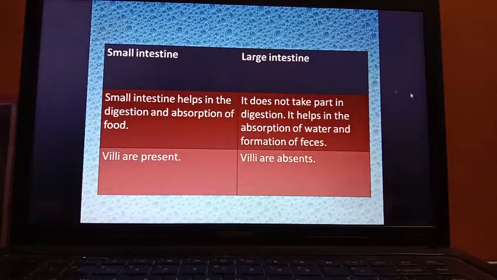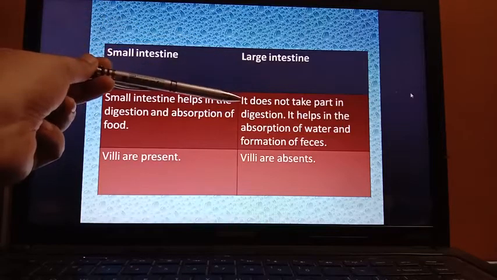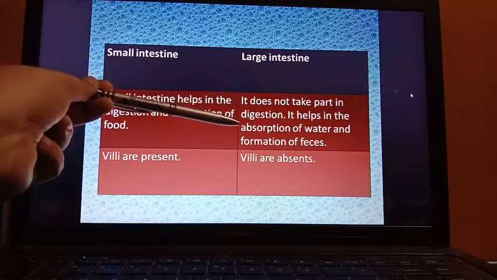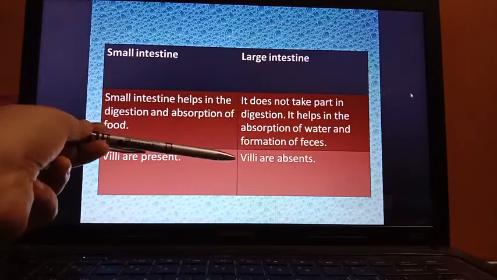Next, the difference in between small intestine and large intestine. Small intestine helps in the digestion and absorption of food. Large intestine does not take part in digestion. It helps in the absorption of water and formation of feces. In small intestine, villi are present. In large intestine, villi are absent.